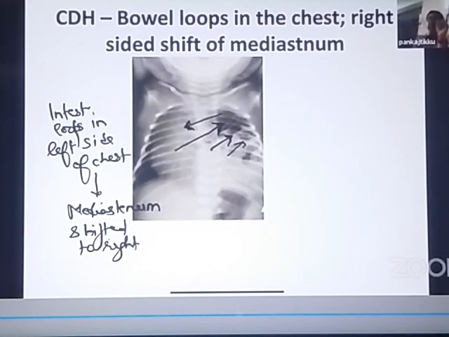And I told you, majority of diaphragmatic hernias which are on the left side are Bochdalek hernias. Usually the diaphragmatic hernias which are on the right side are Morgagni hernias. So posterior and left-sided hernias are Bochdalek hernias, anterior and right-sided hernias are usually Morgagni hernias.